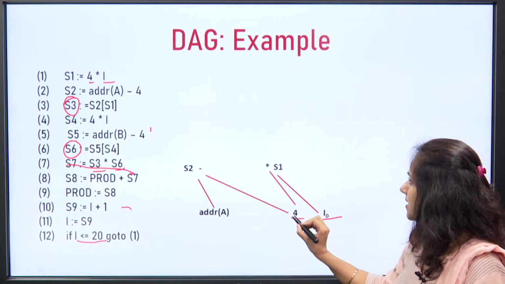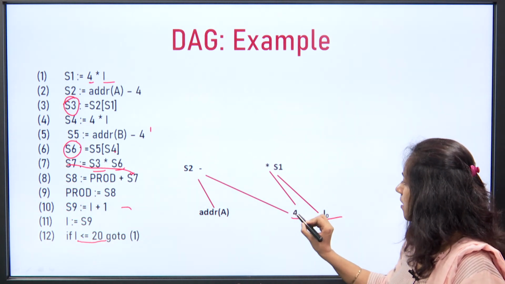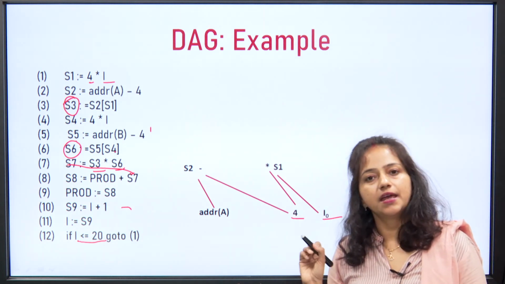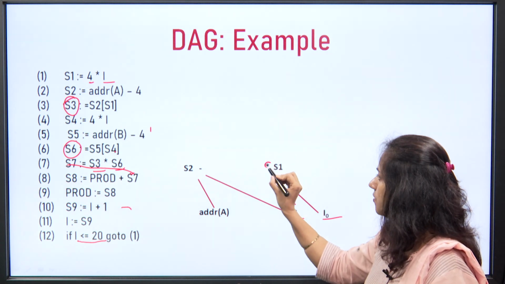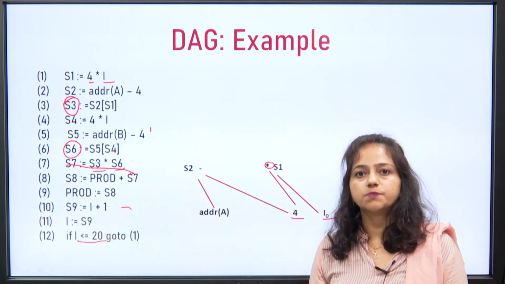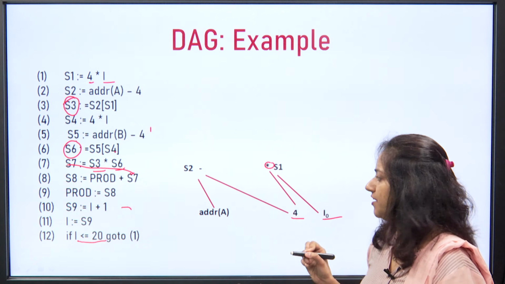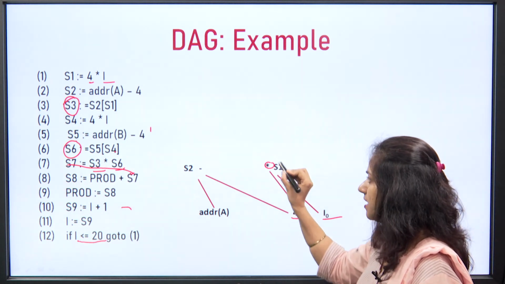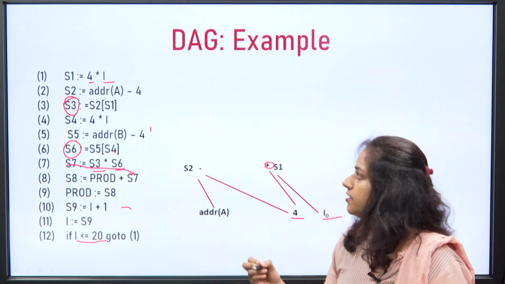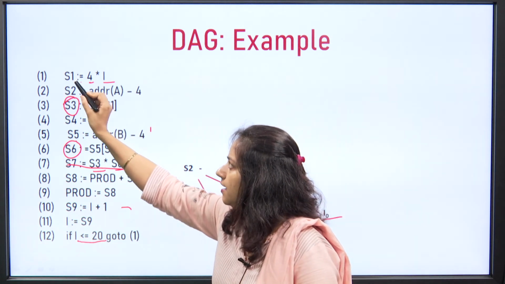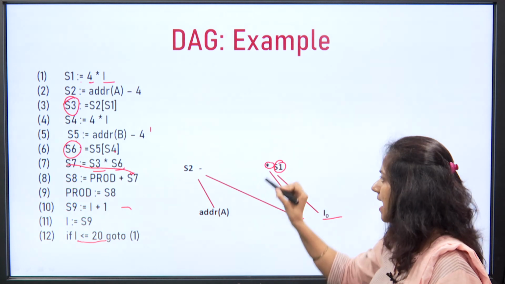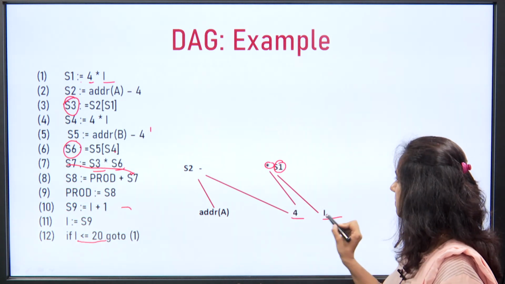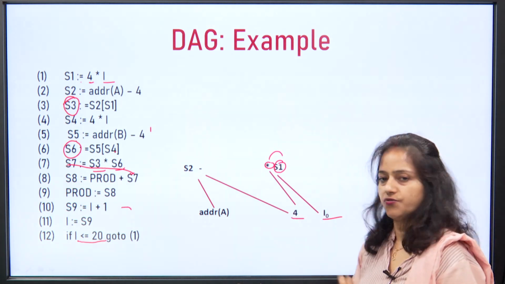Now, this will be multiplied. So, at the leaf part we will have the variables or constants like 4 and i, and the interior node will have the operator, that is the multiplication operator, and we know that the nodes can be associated with some additional information. So, this value is stored in S1. Here we can write S1. So, this multiplication result is in S1.